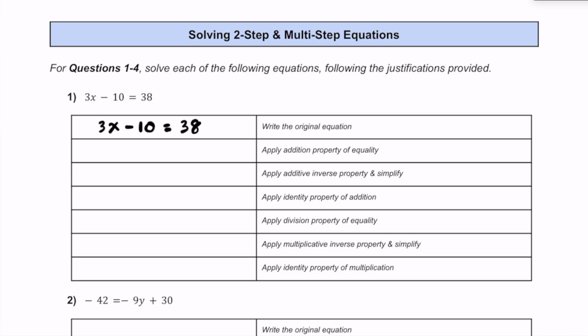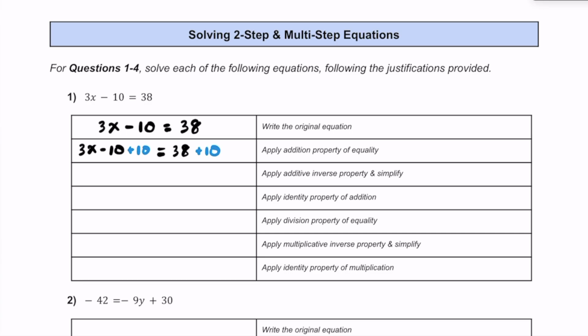Now we're going to apply the addition property of equality. So let's see what we would add to both sides here. Well, on the left side, we're taking away 10, so it makes sense to use the addition property of equality to add 10, because that's the additive inverse of a negative 10, right? So let's write the rest of this equation down and add 10 to both sides of the equation.